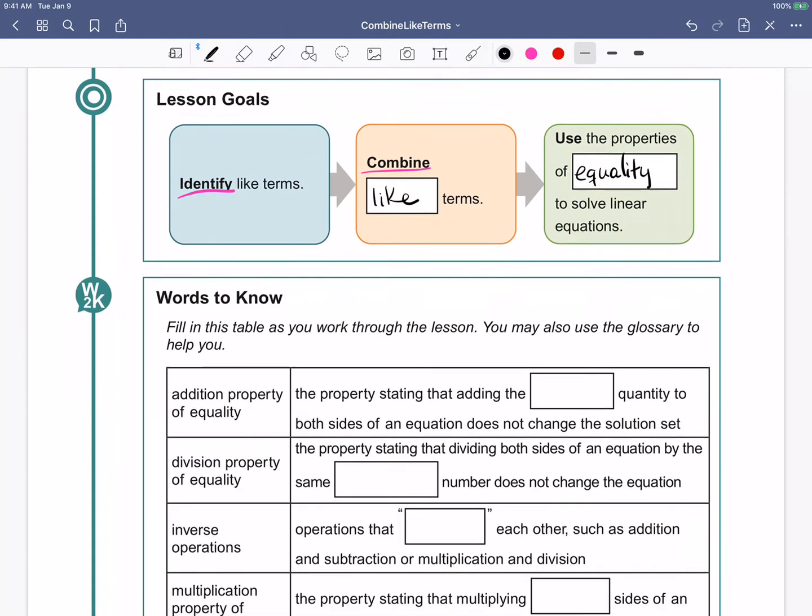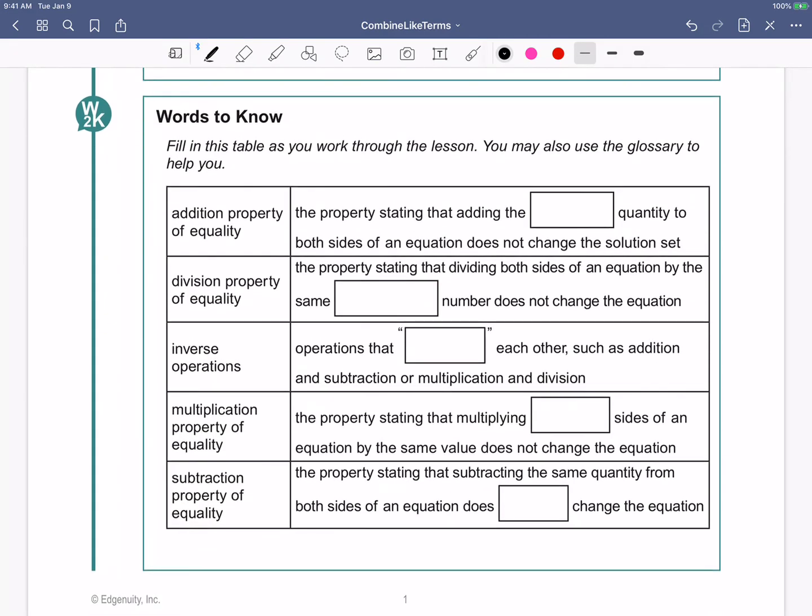to solve linear equations. So these are some words that we should know. We didn't really go into them. There's a couple of them that we did, for example, this guy right here. But the other ones, we have been using them, but I never gave the formal names. So it is the addition property of equality, the property stating that adding the same quantity to both sides of an equation does not change the solution set.